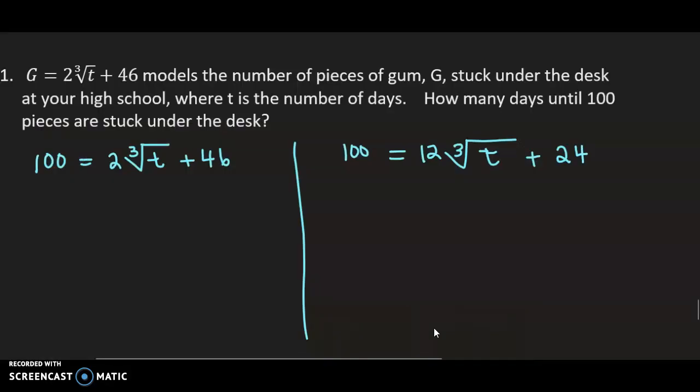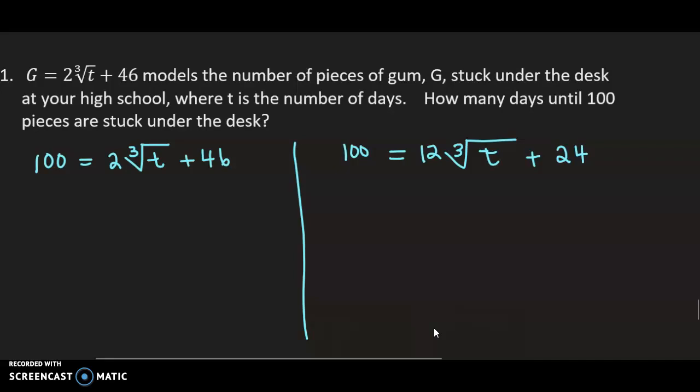So we're given this model here. G is equal to 2 times the cube root of t plus 46, and it's supposed to model the number of pieces of gum stuck under the desks at your high school, where t is the number of days. The question asks how many days until 100 pieces are stuck under the desk.